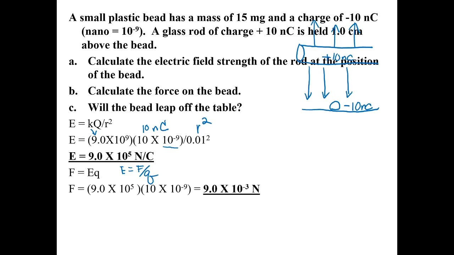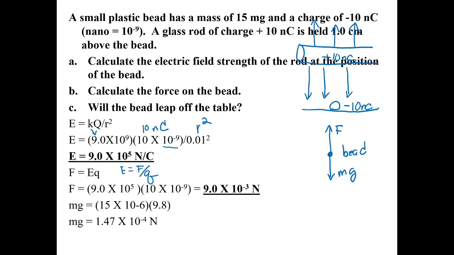Now, question C is, will it leap off the table? If we look at the bead and do a free body diagram, there's our free body diagram. The bead's weight is mg, and there is a force from the electric field pulling upward. So we have to see which is greater. So mg is 15 times 10 to the minus 6, because it was milligrams to kilograms, times 9.8. So mg is 1.4 times 10 to the minus 4th.